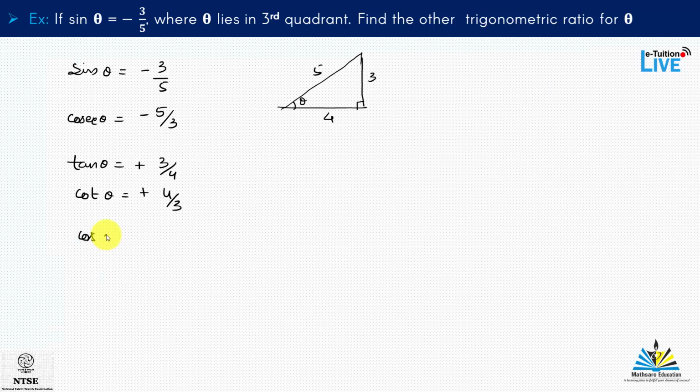The rest must be negative. Cos theta is equal to base upon hypotenuse. Since this is in the third quadrant, this must be negative, that is minus 4 by 5, and the reciprocal of this, sec theta, is equal to minus 5 by 4. So you can apply the concept of quadrants like we have used here.